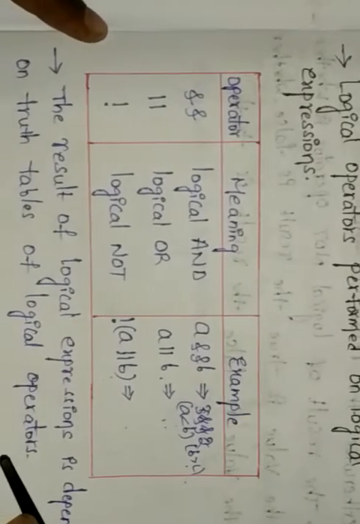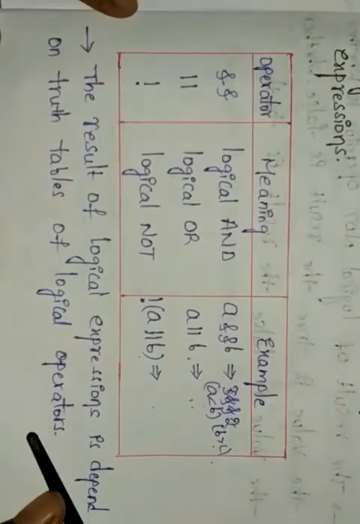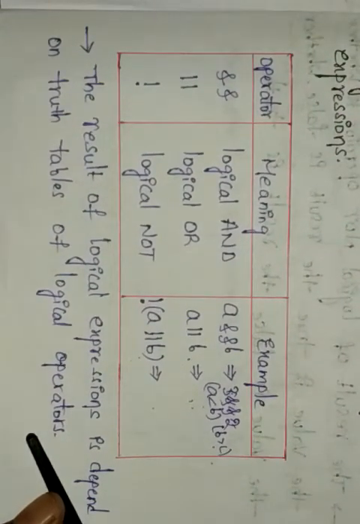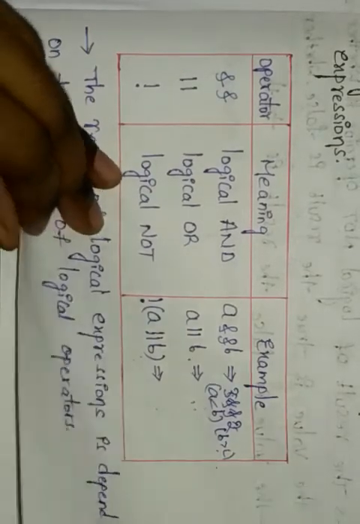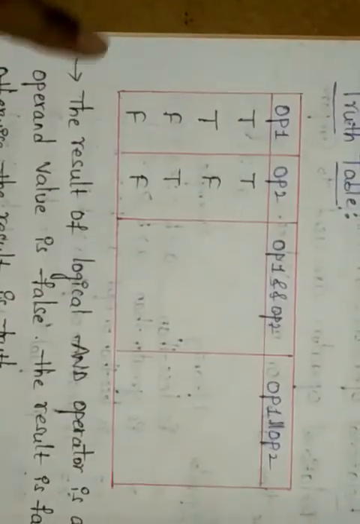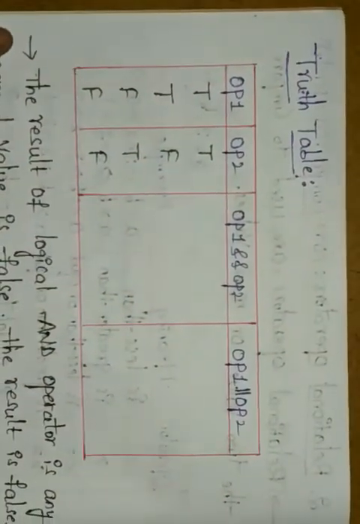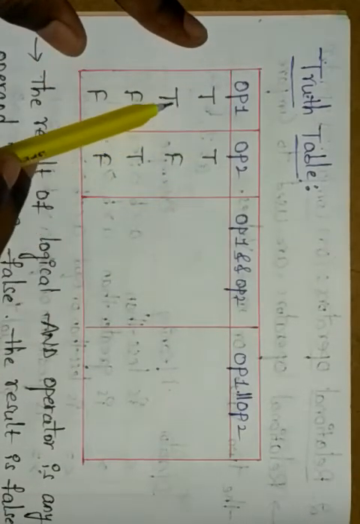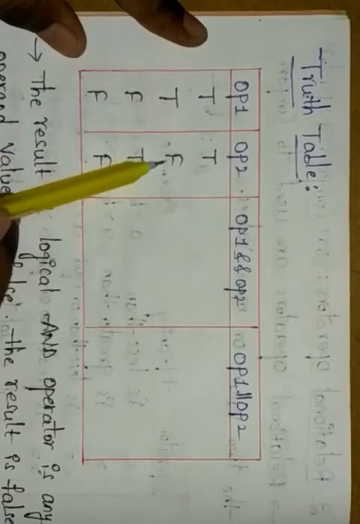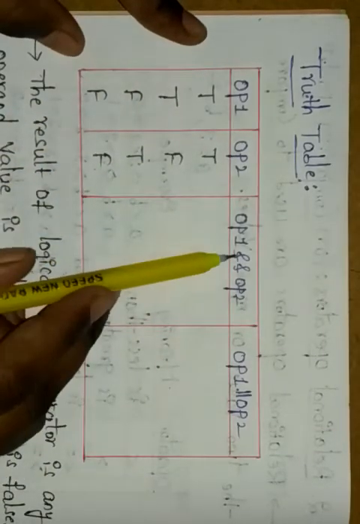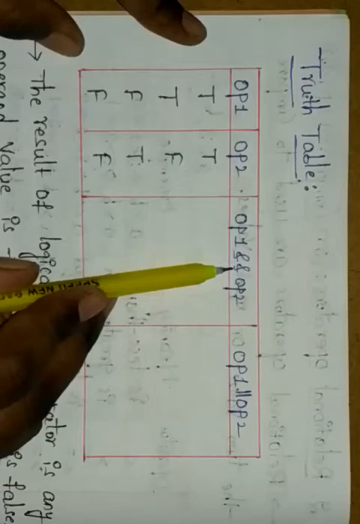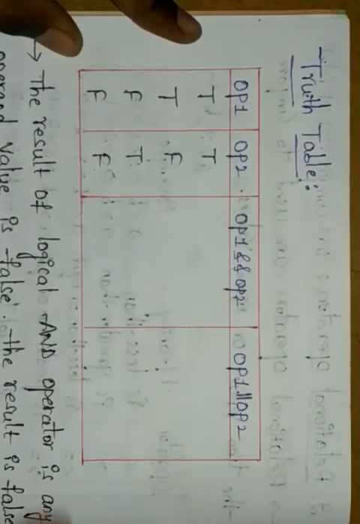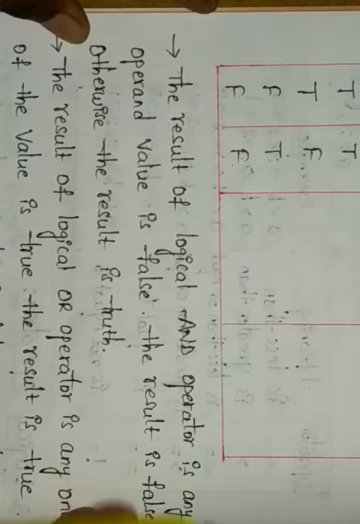Okay, so the result of logical expressions depends on the truth table of the logical operators. So let's see what our truth table looks like. Right, so this is our truth table. Here we have operator 1 and operator 2. Operator 1 has true, true, false, false, and operator 2 has true, false, true, false. Here we are performing the AND operator. Once you can check your point.